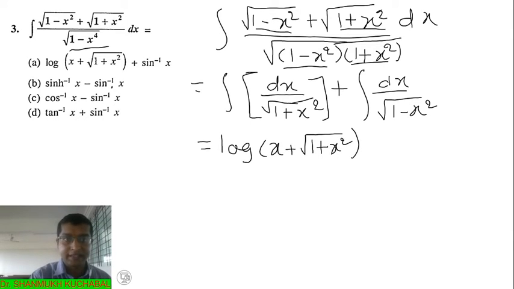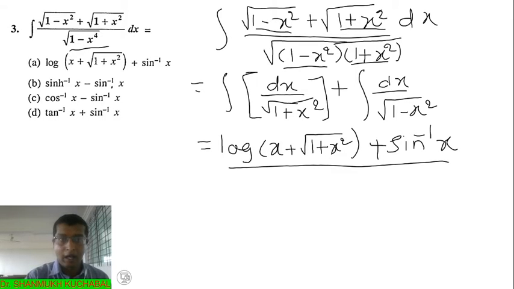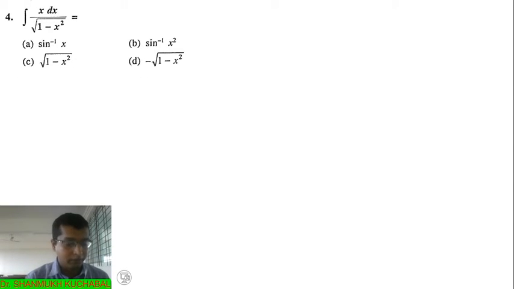Dear friends, we can see here that option A is there, right? And the second integration, 1 divided by root of 1 minus x square, is sine inverse x. Therefore, we can see here that answer A is the right answer. So A is the correct option. Next example, example number 4.